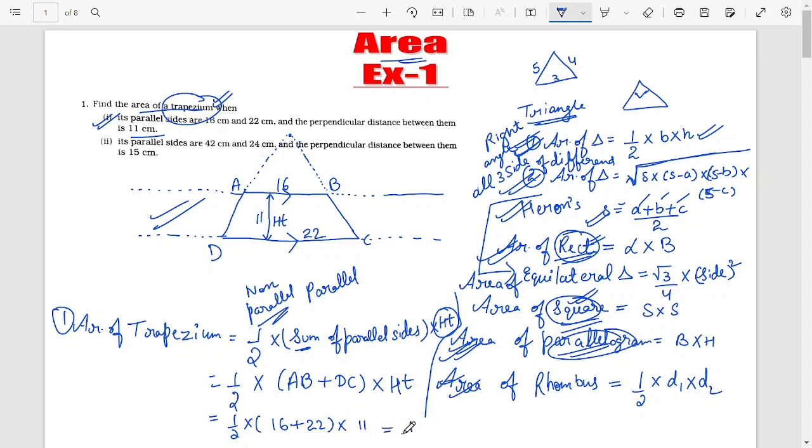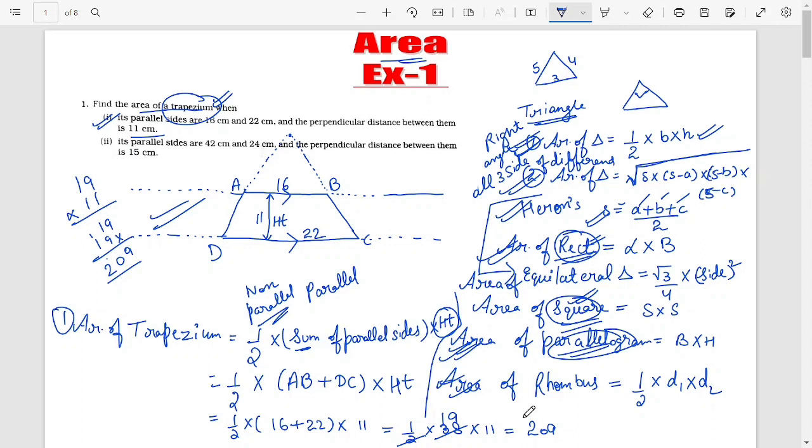After solving this, first of all, we will follow the BODMAS rule. We will add the numbers given in the bracket. After adding them, we will get 38 multiply 11. When we cut 2 and 38, we get 1 and 19. So 19 into 11. Now we will multiply 19 and 11, and we get 209. So the final answer we are getting is 209. What is this the answer of? This is the answer of the area.